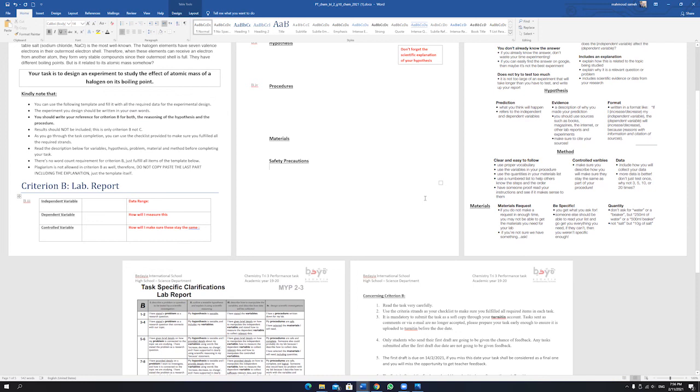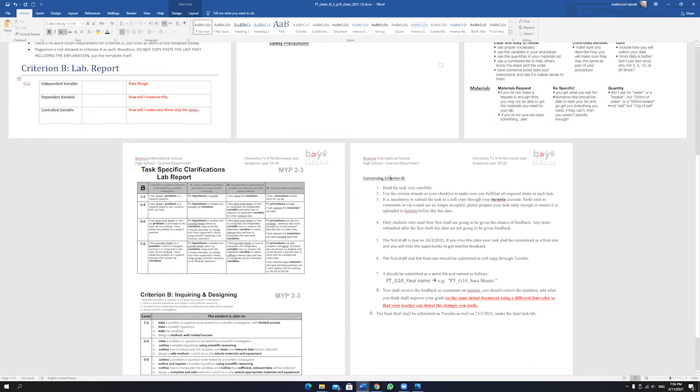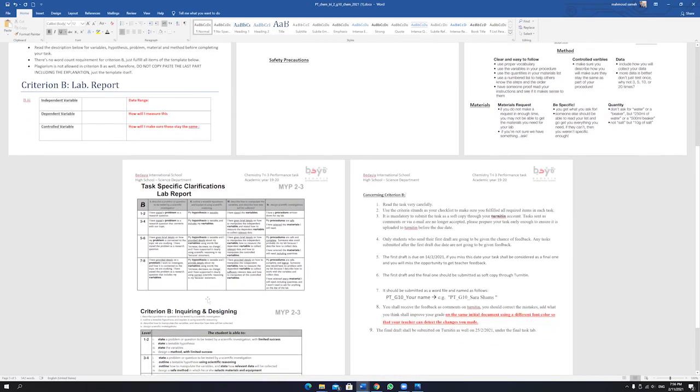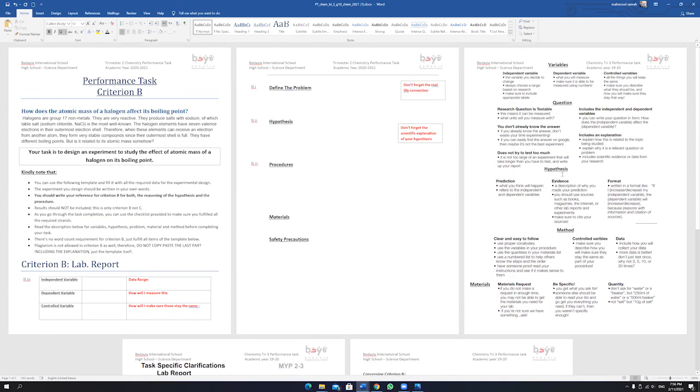This is our chemistry performance task. It's not very complicated. I recommend you read the criteria B points. They are very important concerning the submissions and stuff like this. And that's it. As always, read the criteria. It's very helpful. These points also helped me so much in solving my criterion B performance task. And that's it. Thank you for watching.